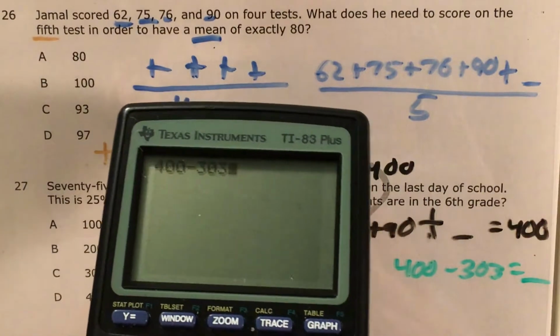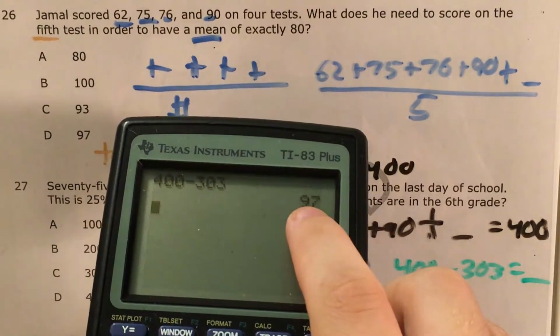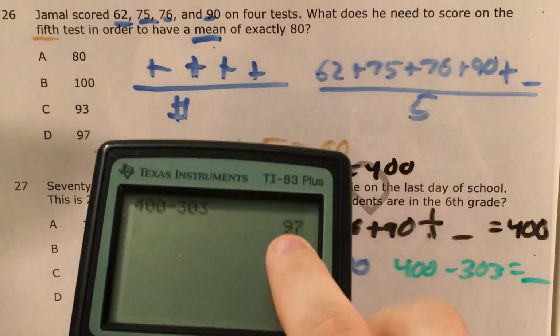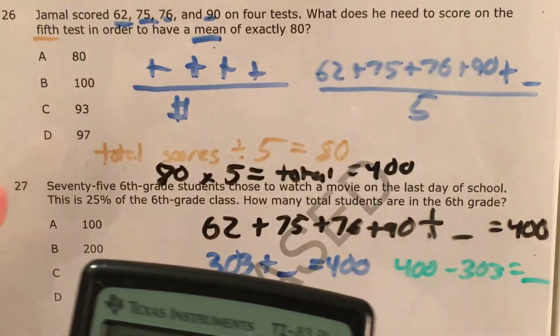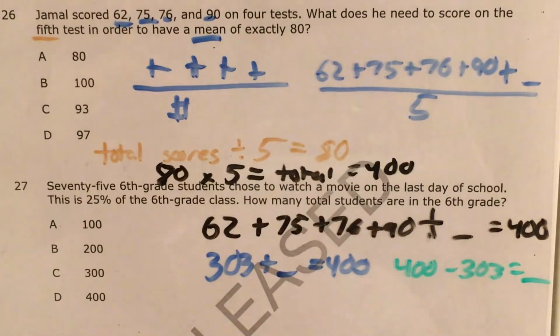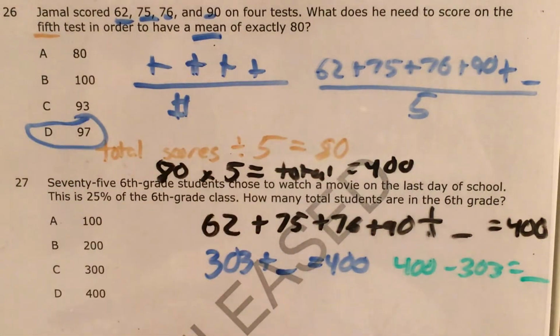400 minus 303 gives me a missing score of 97 that Jamal needs to get a mean of 80 on his tests. I look at my answer choices and I see choice D is 97. So that's going to be my answer.